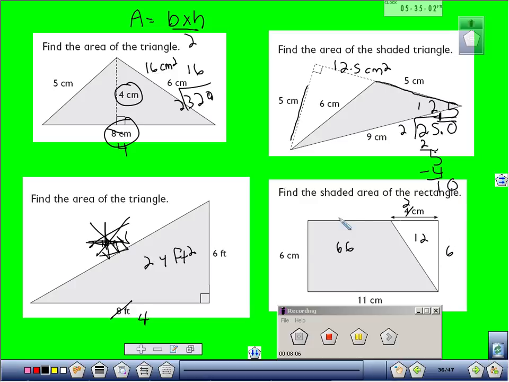Don't get confused. That's the whole thing. But we want to get rid of this 12. So we're going to say 66 minus 12. 6 minus 2 is 4. 6 minus 1 is 5. So the shaded portion is going to be 54 centimeters squared. Okay.